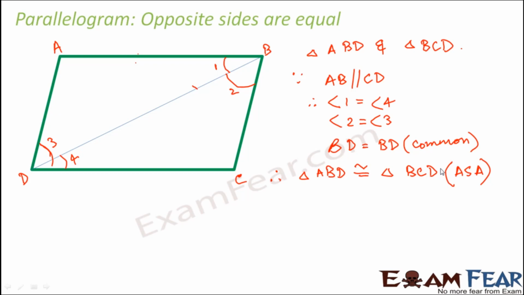Now whenever two triangles are congruent, then all their corresponding sides and all their corresponding angles are also equal. Now since this triangle and this triangle are congruent, this angle A will be equal to this angle C. Therefore, angle A would be equal to angle C. That is, opposite angles would be equal. And also, AB would be equal to CD. That is, opposite sides will be equal.